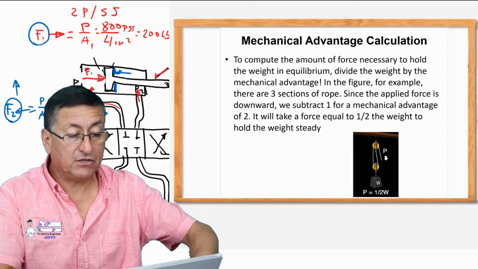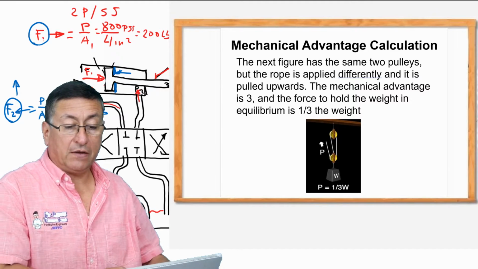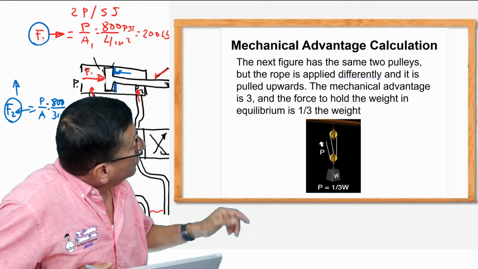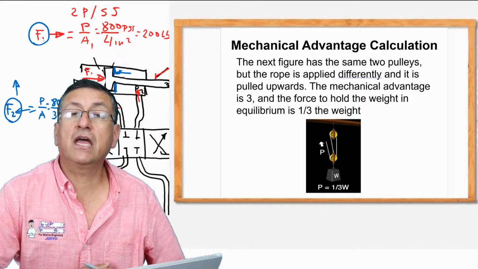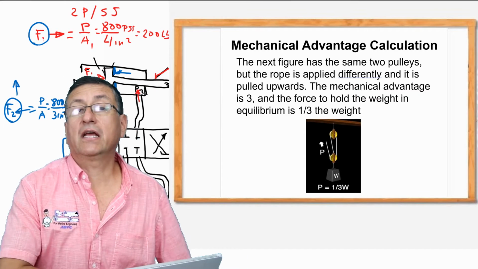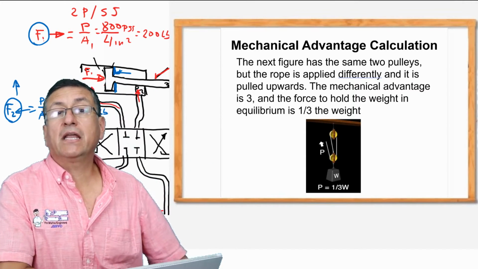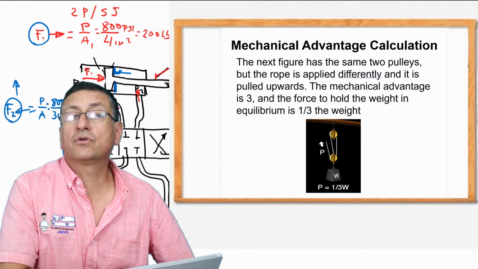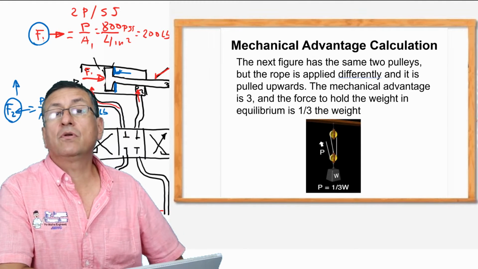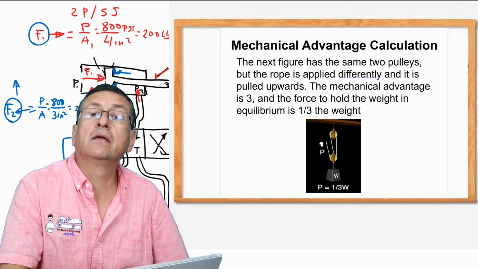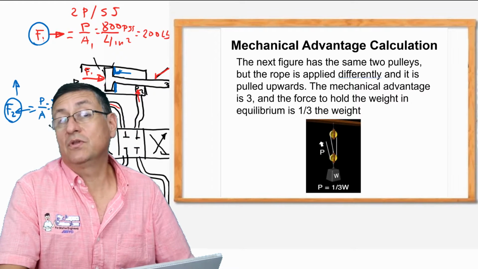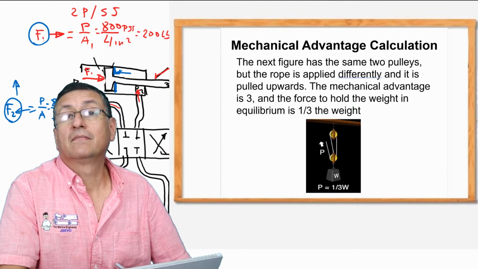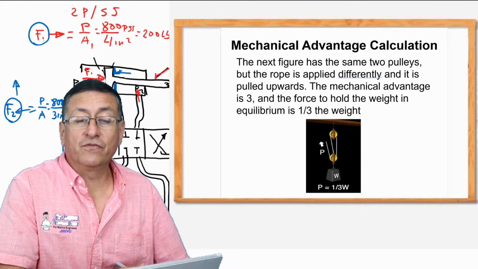The mechanical advantage is 2. In this one, you have 1, 2, 3 lines, and the free end is going up. The mechanical advantage will be 3. The mechanical advantage is 3, and the force to hold the weight in equilibrium is 1/3 of the total weight, because you divide it by 3. This is the mechanical advantage of that system.